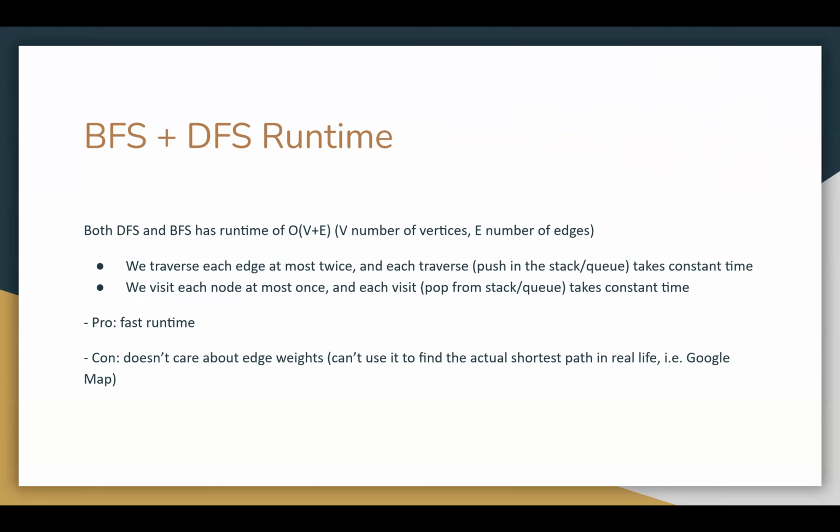So a pro for BFS and DFS traversal would be really fast runtime, but a con would be that it doesn't care about edge weights. So we can't use it to find an actual shortest path in real life, like for example, Google Maps, where we're trying to determine how to get from location A to B in the fastest way possible.